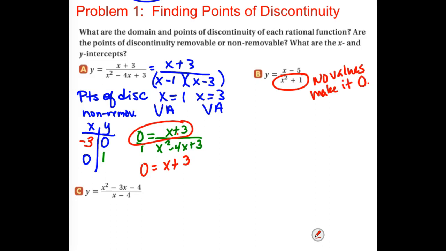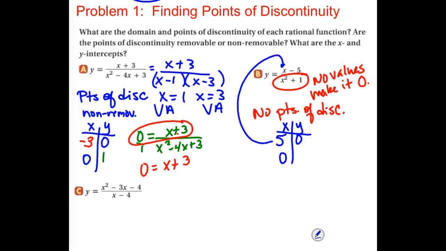So there are no points of discontinuity. That means we won't have any holes, we won't have any vertical asymptotes. It'll be a nice continuous graph. We still can find our x and y intercepts though. Okay, what makes the numerator 0? Okay, so 5 would be my x-intercept. And if I put zeros in for all the x's, I end up with -5 divided by 1. So I get a -5 for my y-intercept.